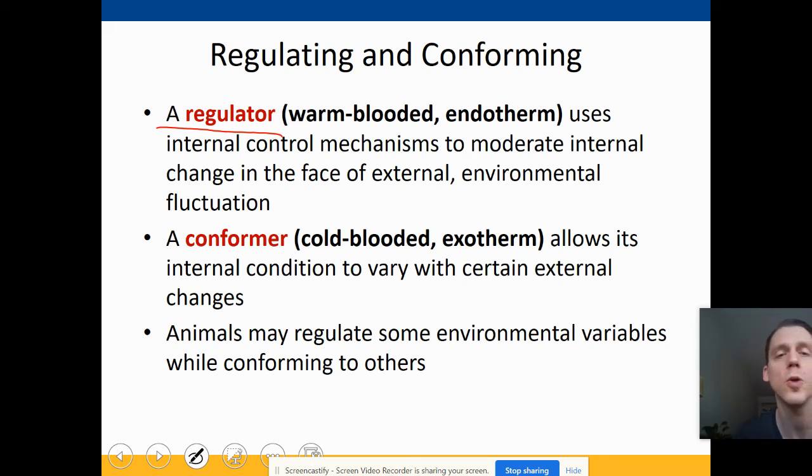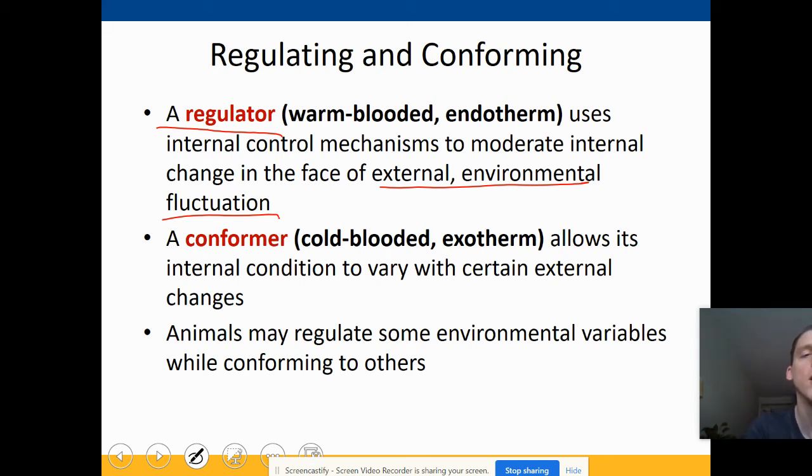So we're going to determine what the internal conditions are like. Even when the outside world is fluctuating, even when the temperature is changing, even when the humidity is changing, even when we're on land versus in water, warm-blooded or endothermic organisms are going to continue to make the necessary changes to keep the internal environment the same.